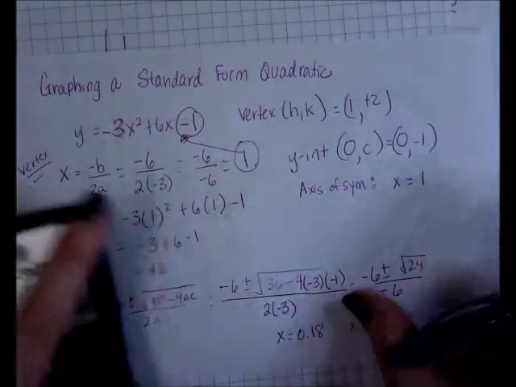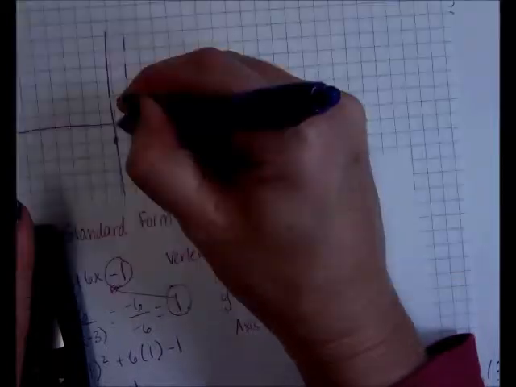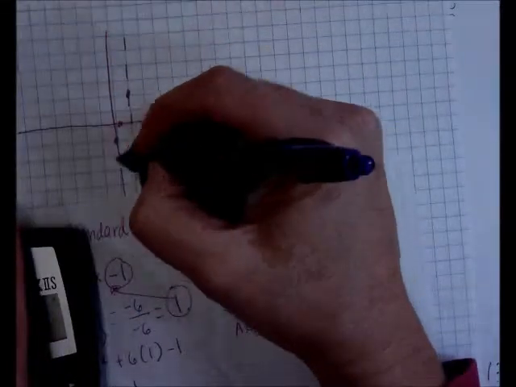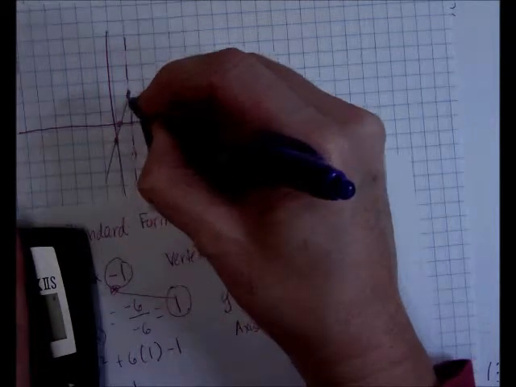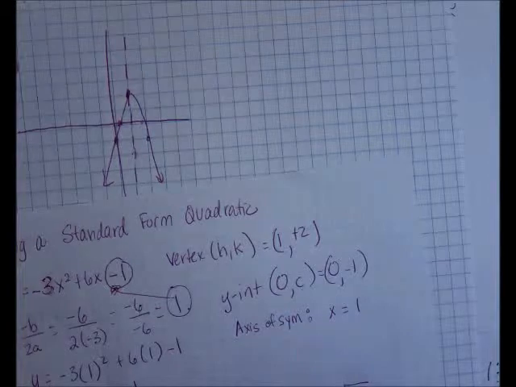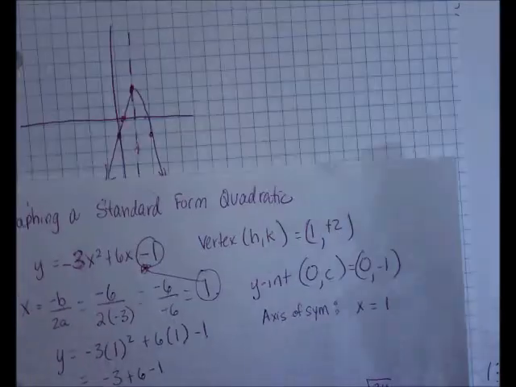So on my graph, this is going to be where it hits the x-axis. So I'm going to graph there, which is going to be a little bit closer, and then here, and then I can go ahead and make my parabola. Okay, so that's how I graph it.